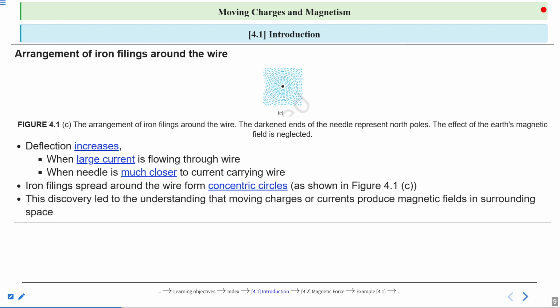So the discovery led to the understanding that moving charges or current produce a magnetic field in the surrounding space. This discovery tells us that currents or moving charges, because in currents the moving charges are electrons, can produce a magnetic field in the surrounding space.